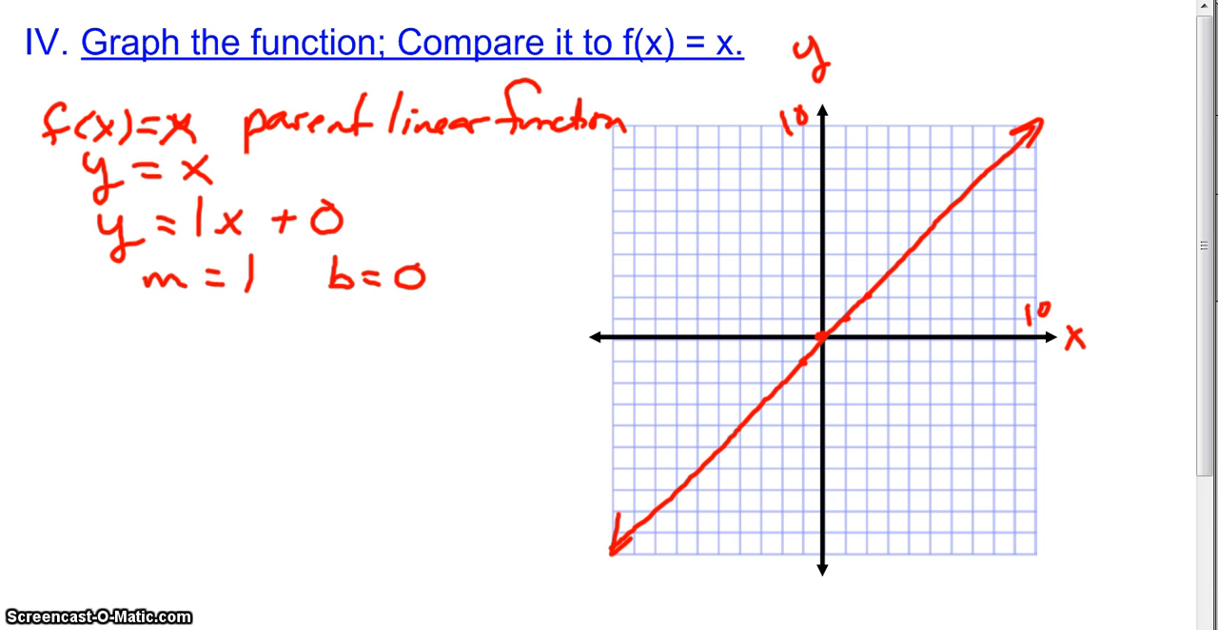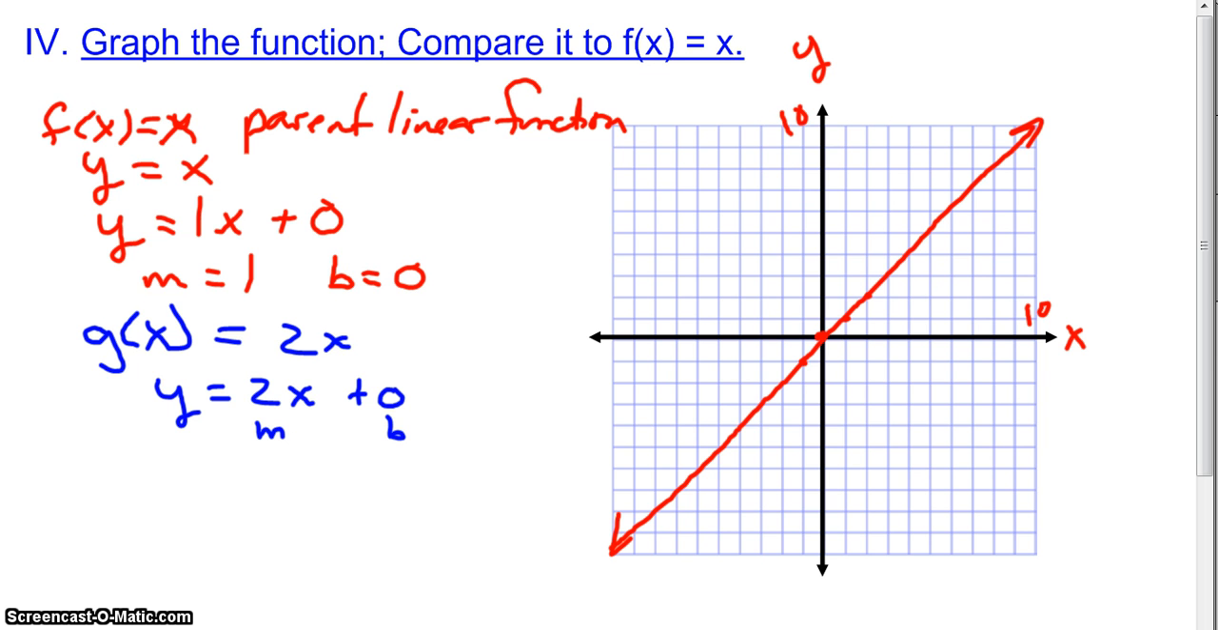Okay, so let's compare this parent function to some other basic function. G of x equals 2x. Okay, so just as we did with the parent function, we could change this function from function notation to slope-intercept, right? So Sabrina, what would this function be in slope-intercept? Y equals 2x plus 0. And you can put the plus 0, which is invisible, but it's useful to understand where we're starting. So we're starting at the y-intercept, right? The y-intercept of 0. So we start at the point of origin.